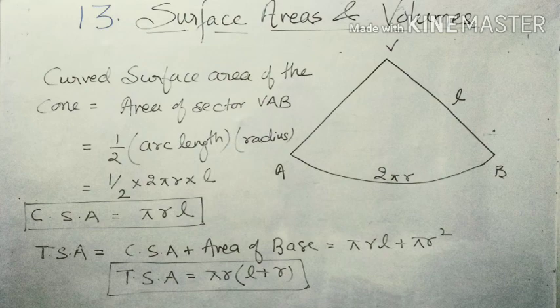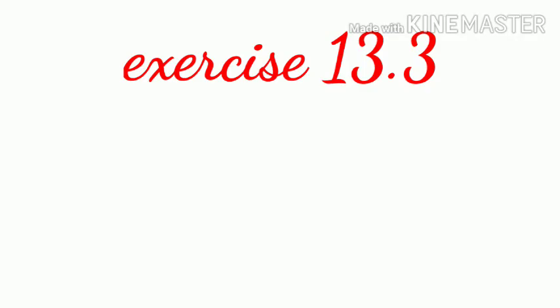And the total surface area is equal to the curved surface area plus the area of the base, which is equal to pi r L plus pi r square, which is equal to pi r in bracket L plus r. Thus we have got the formula for CSA and TSA of a cone. Now let us start exercise 13.3.